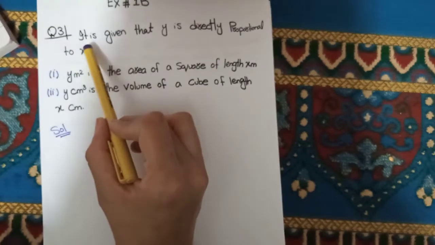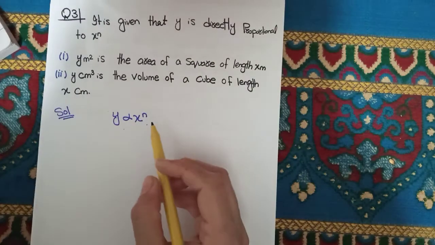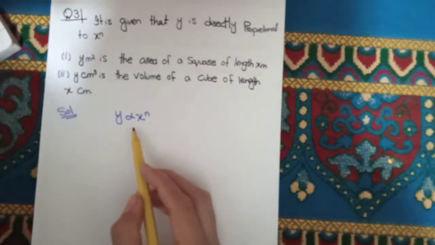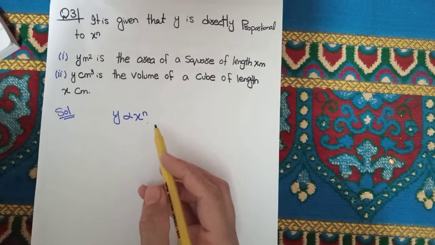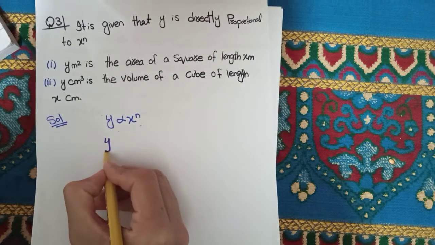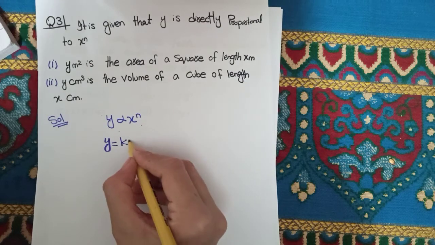Solution. Here it is given that y is directly proportional to x^n. This is the proportionality sign. The proportionality sign changes to an equality sign. Here we insert k, where k is a constant, so y = k x^n.